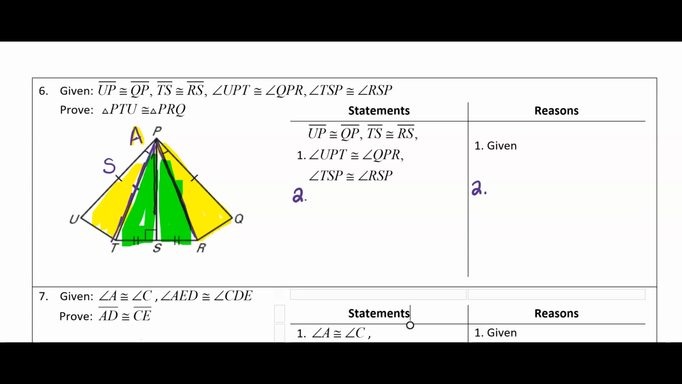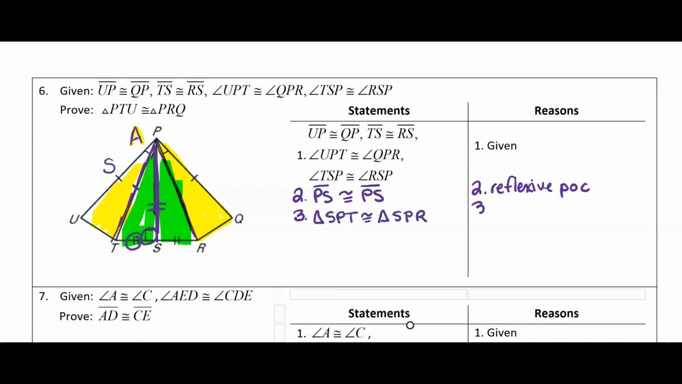If I look at the green triangles, I see a reflexive piece in the middle. So I can say segment PS is congruent to segment PS, and that is going to be the reflexive property of congruence. Once I see that that is reflexive, I will now notice that I have a side, a congruent angle, and another side. So step 3 can be triangle SPT is congruent to triangle SPR, and we are going to use side, angle, side.